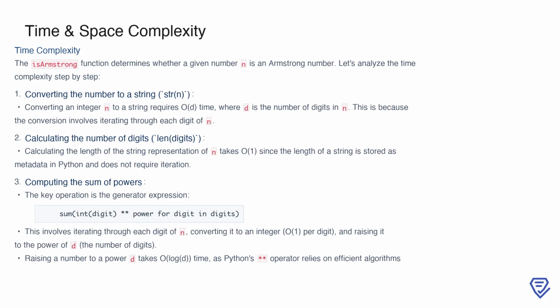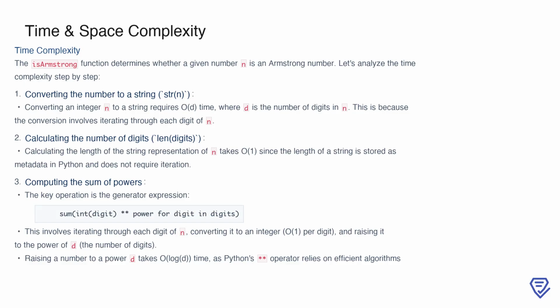The time complexity of the is_Armstrong function can be broken down into individual steps. First, when we convert the number n into its string representation using str(n), the time required is proportional to the number of digits in n, which we denote as d. This step takes O(d) time because each digit must be processed during the conversion. Next, calculating the number of digits using len(digits) is an O(1) operation in Python. This is because the length of a string is stored as metadata and does not require iterating through the string.